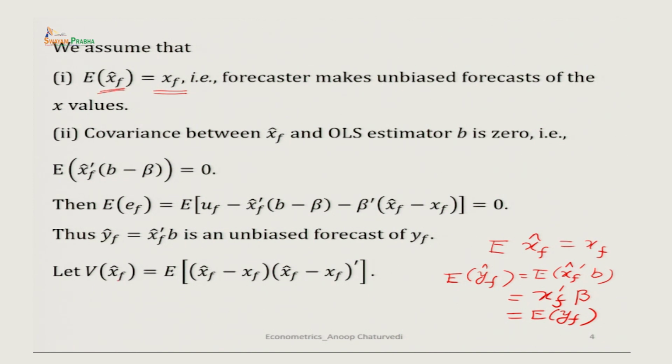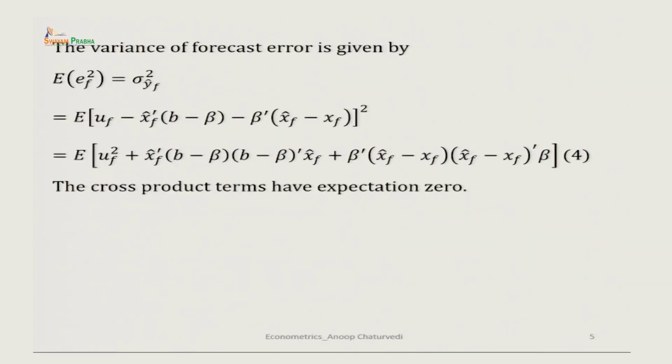Then, variance of xf hat is equal to expectation of (xf hat minus xf)(xf hat minus xf) transpose, and we denote this variance by V(xf hat). Then, variance of forecast error is expectation of ef square, equal to sigma square y hat f, which is equal to expectation of [uf minus xf hat transpose (b minus beta) minus beta transpose (xf hat minus xf)] whole square. And then we take a square of this, and then we take expectation.